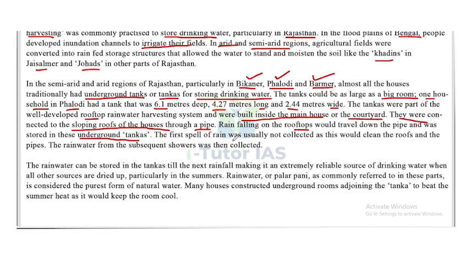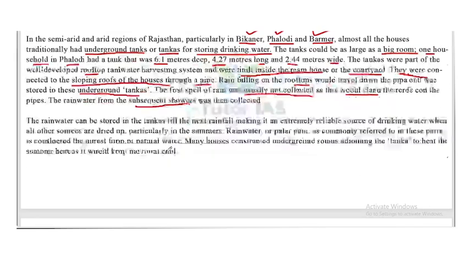The first spell of rain was usually not collected, because it is not clean. It would clean the roofs and the pipes, so this water is not used for drinking. The rainwater from the subsequent showers is then collected.